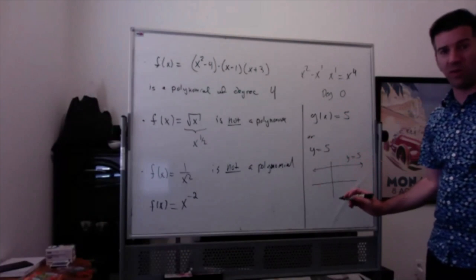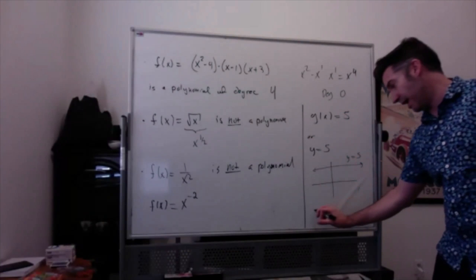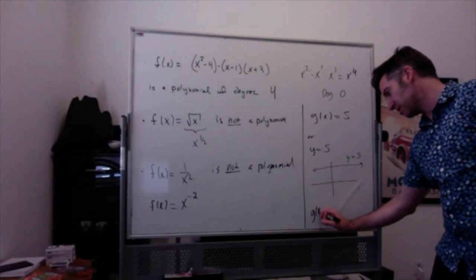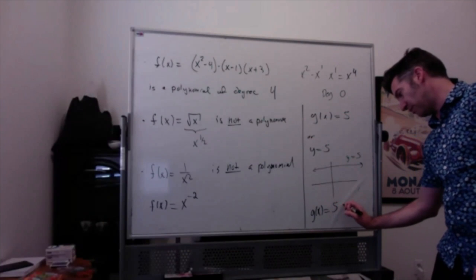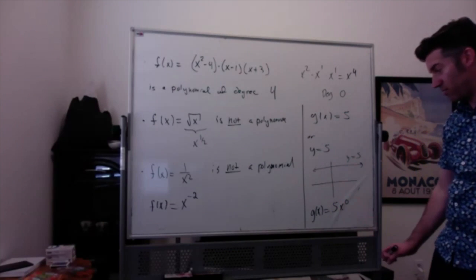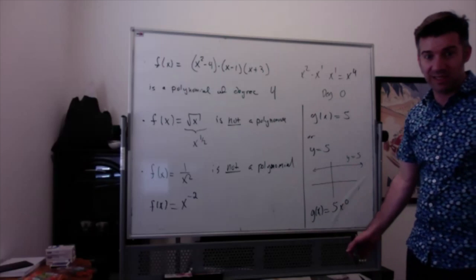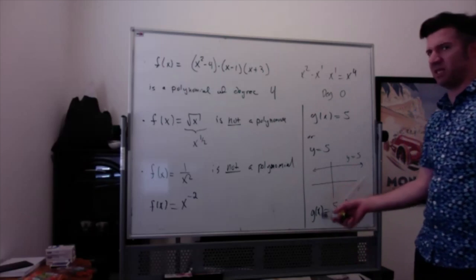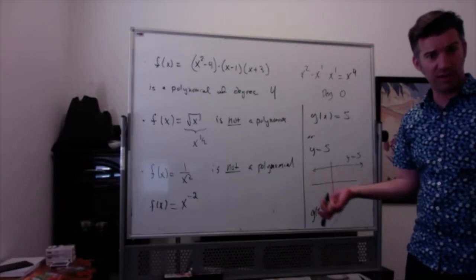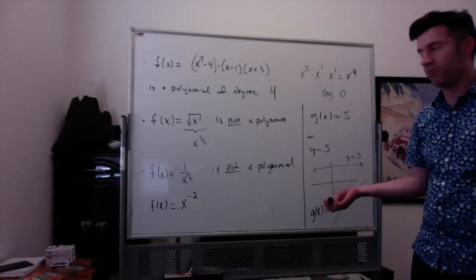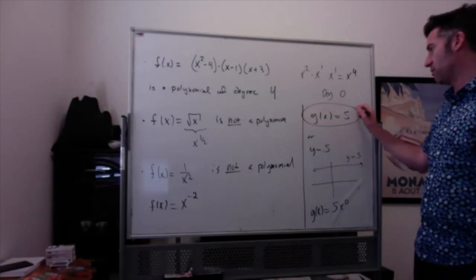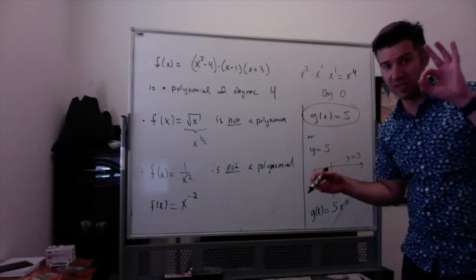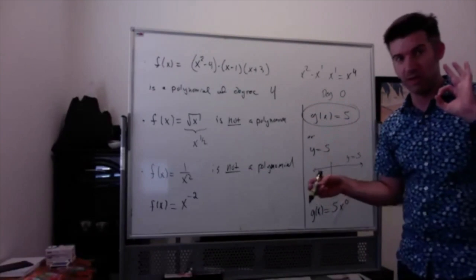You could also, although I don't want you to, write it as g of x equal to 5 times x to the 0th power. No one ever writes it this way because it's unnecessary, but this really emphasizes the fact that, oh yeah, it is a polynomial, it's got degree 0. But this is the way you should really write it. And be like, oh yeah, there's 0 x's, so it's a 0-degree polynomial.